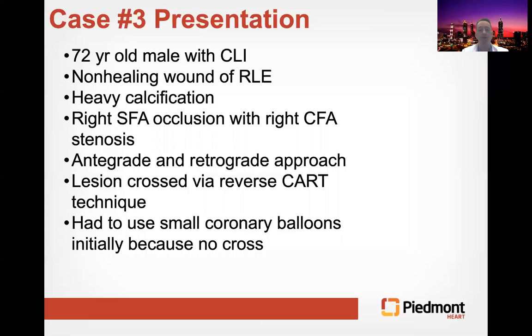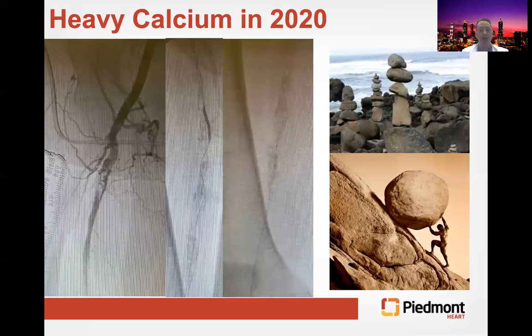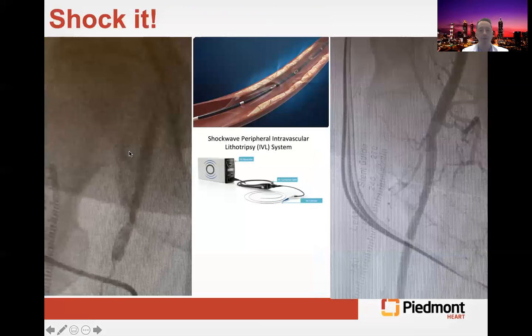We crossed the lesion with reverse CART coming up from below and above, and had to use some very small coronary balloons because initially we couldn't cross at all. This is an example of some of the calcification that we're dealing with here. This is down in the SFA. You can actually see how we're spiraling with the dissection, heavy calcification throughout. You can see how we're doing reverse CART here with small 1.5 millimeter balloons, and how crazy the calcification was up here in this common femoral. This was indeed a rock pile.